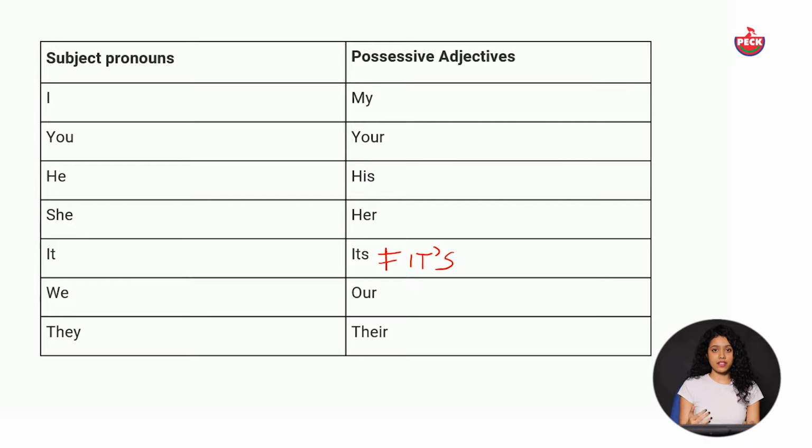So, the possessive adjective for I is my. For you, it is your. For he, it is his. And for she, it is her. If you're talking about a non-living thing, you say its. If you're talking about you and someone else, you say our. If you're talking about a group of other people, you say their.